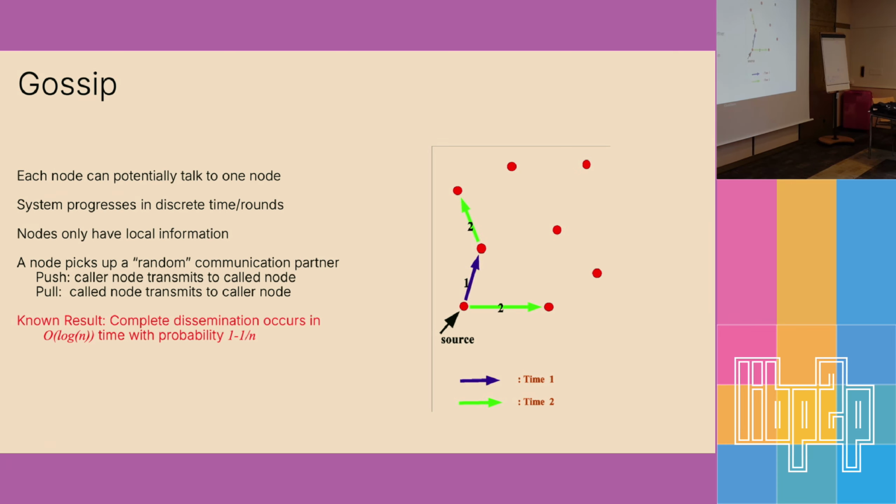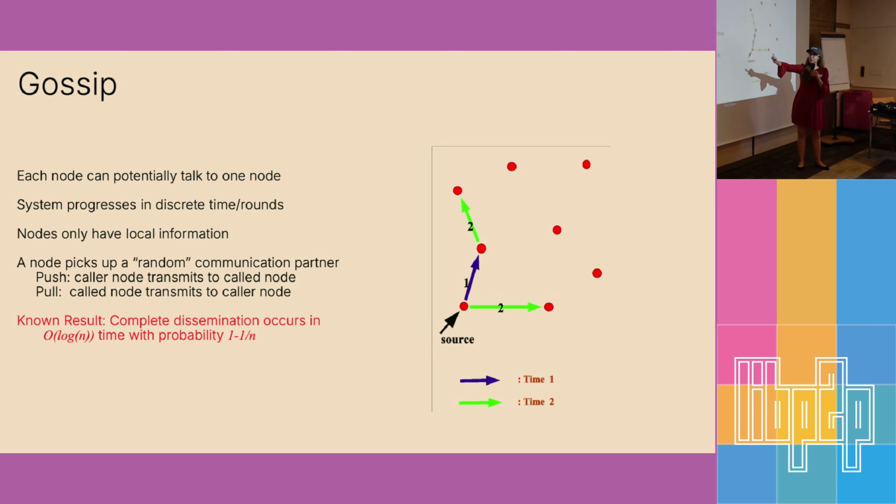I'm going to take a setting where each node can potentially talk to just one node at a time. You can change this; it doesn't really change the analysis. I'm going to look at discrete time rounds, just so it's easier for analysis. Obviously, things are synchronous. Nodes only have local information, so a node doesn't know that another node over there doesn't have X, Y, or Z. You only know your neighbors. And the node is a communication partner in this case.